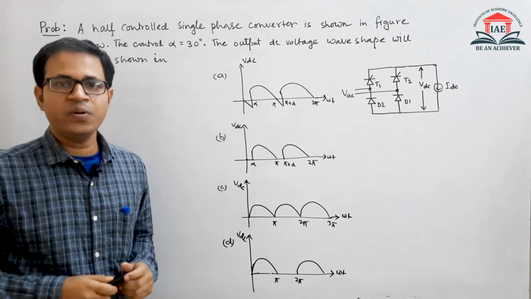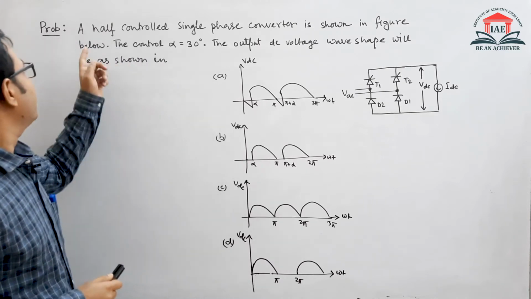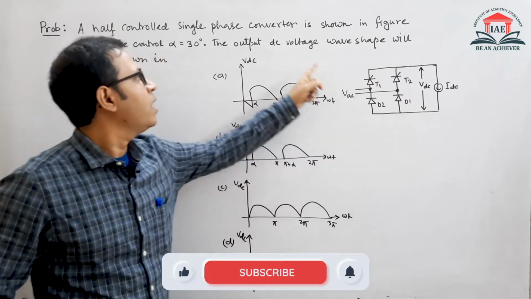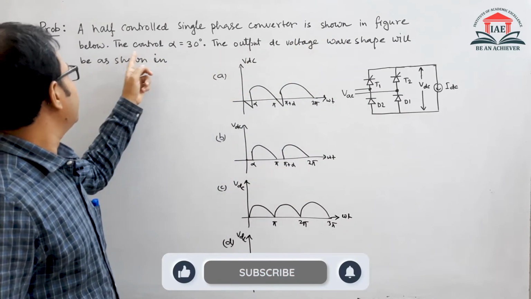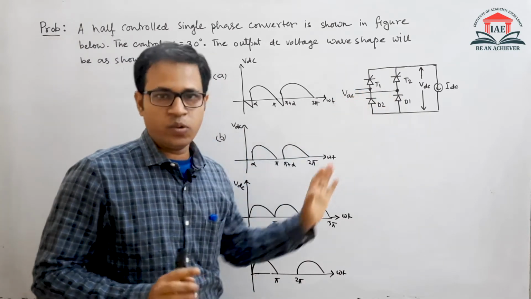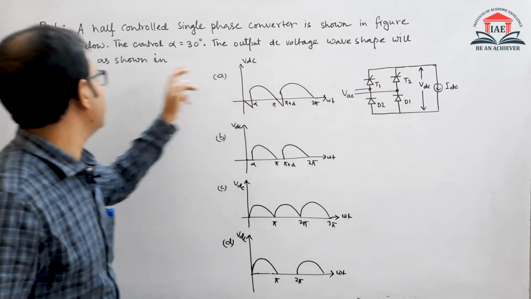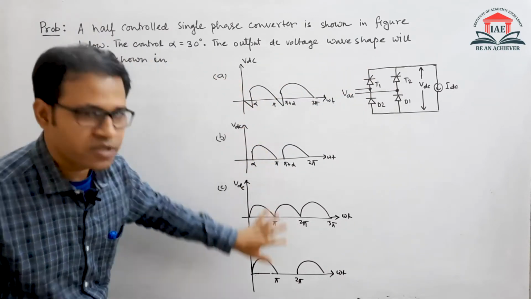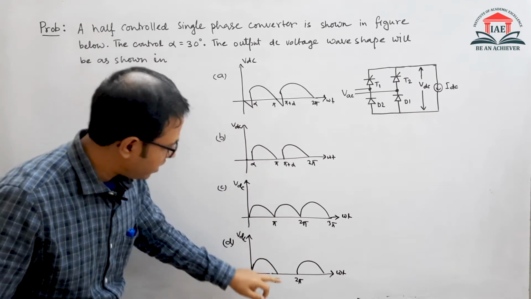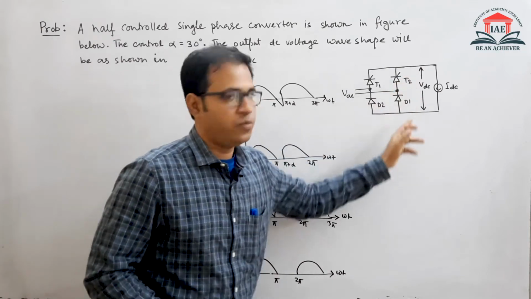In this video, we will solve a numerical on power electronics, which states that a half-controlled single-phase converter, which is this one, is shown in the figure with the control angle alpha equal to 30 degrees. So the firing angle is given to us, 30 degrees. The output DC voltage waveshape will be, there are four options given. One option is this one, another is this, another is this, and another is this one. We have to find out which one is correct for this output voltage.